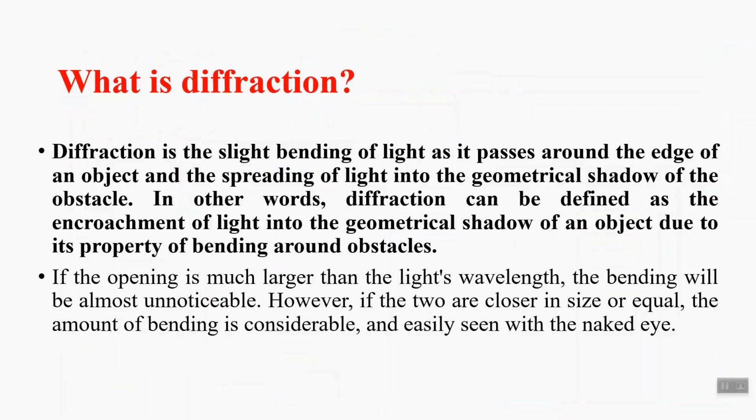So what is exactly diffraction? Diffraction is the slight bending of light as it passes around the edge of an object and the spreading of light into the geometrical shadow of an obstacle. In other words, diffraction can be defined as the encroachment of light into the geometrical shadow of an object due to its property of bending around obstacles. The amount of bending depends on the relative size of wavelength of light to the size of the opening.